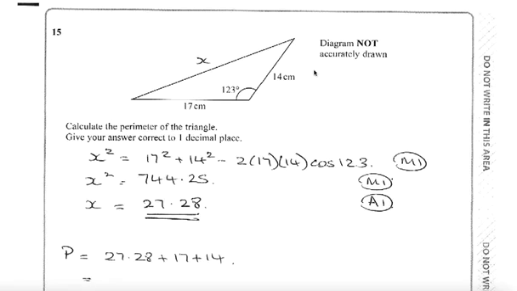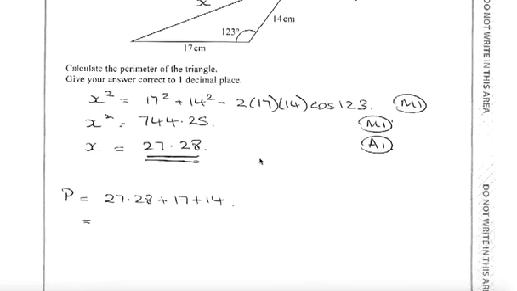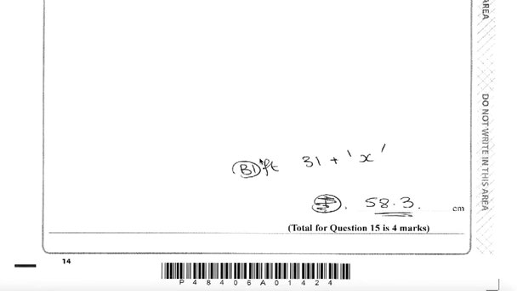Question 15, it's a non-right angle triangle. We're asked for the opposite side. We've been given two sides and an angle, so we use the cosine rule. Sticking all of those values in gives me 27.3. But I'm asked for the perimeter, so the perimeter is all three sides added together, which is 58.3.